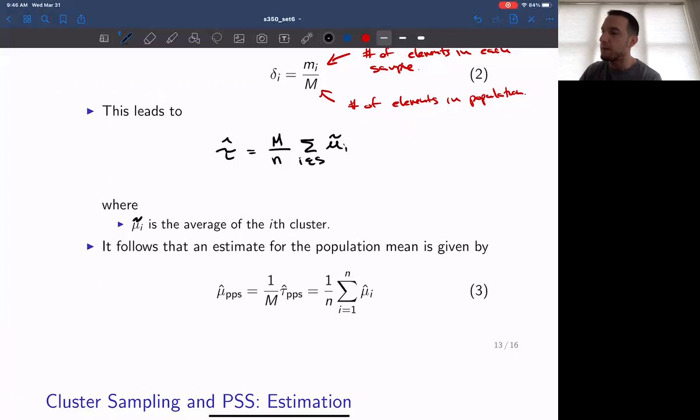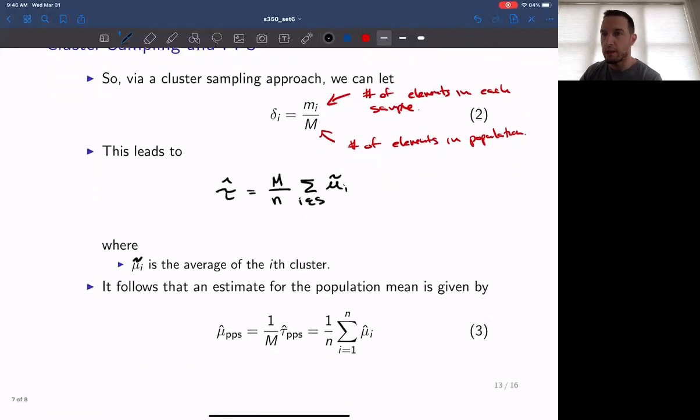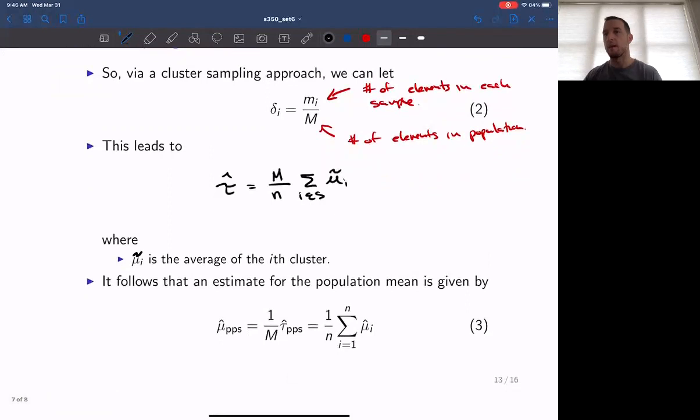So if we give unequal weight to each of the clusters in our collection of clusters, we end up with a very simple estimator for the population mean, which is just the average of each of the estimators from each of the different clusters that we have collected.